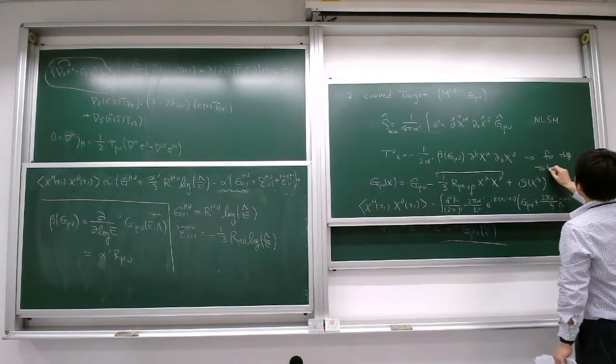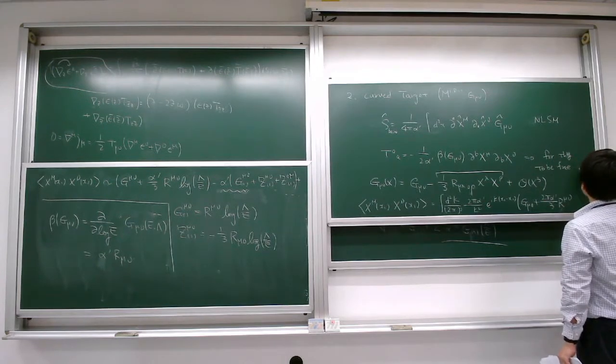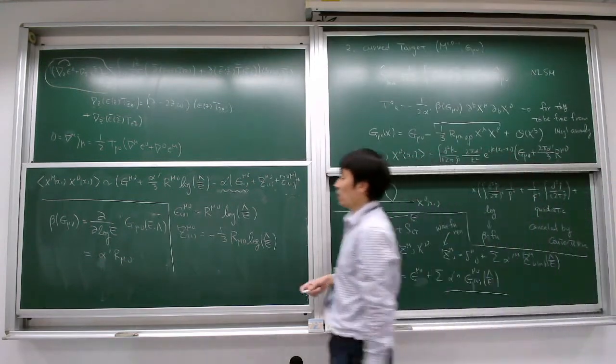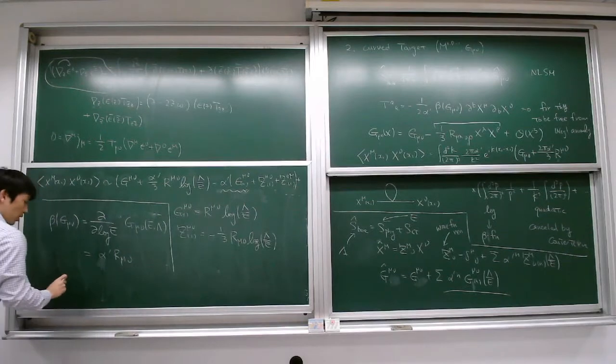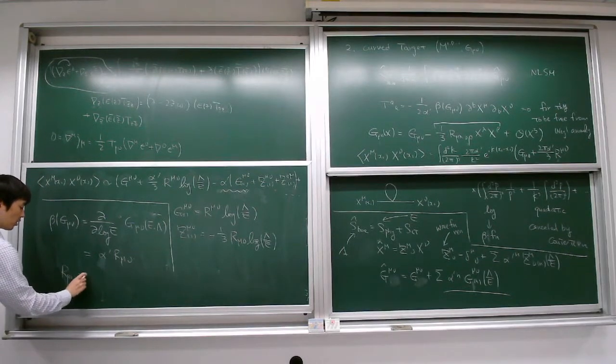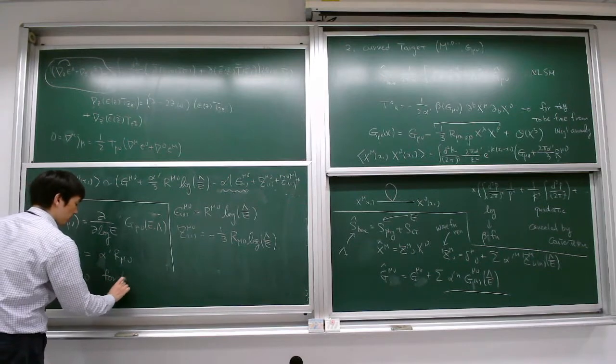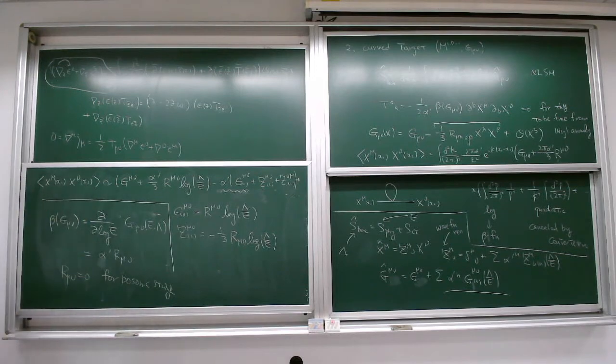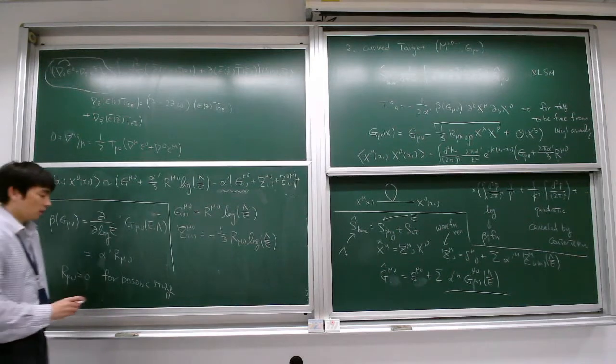So this has to be zero for the theory to be free from Weyl anomaly. Therefore, the target space Ricci curvature has to be zero. R mu nu has to be zero for bosonic string theory. So this is the essence. The target space has to have the Ricci tensor equal to zero, so it's called Ricci flat.